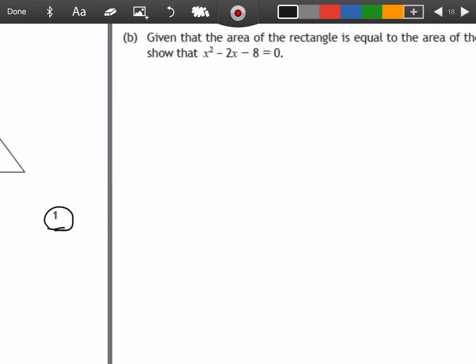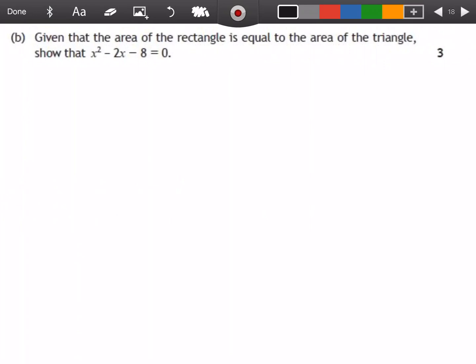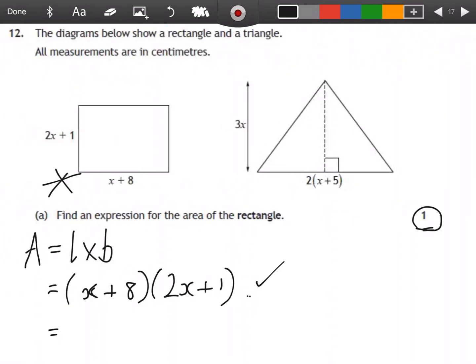Right. Part B. Given that the area of the rectangle is equal to the area of the triangle, we have to show that this quadratic exists, okay? So it says the area of the rectangle is equal to the area of the triangle. Right, so we need to work out the area of the triangle then. Let's go back and have a wee look. Right, we need to get an expression for the area of this triangle then. So, area of the triangle.